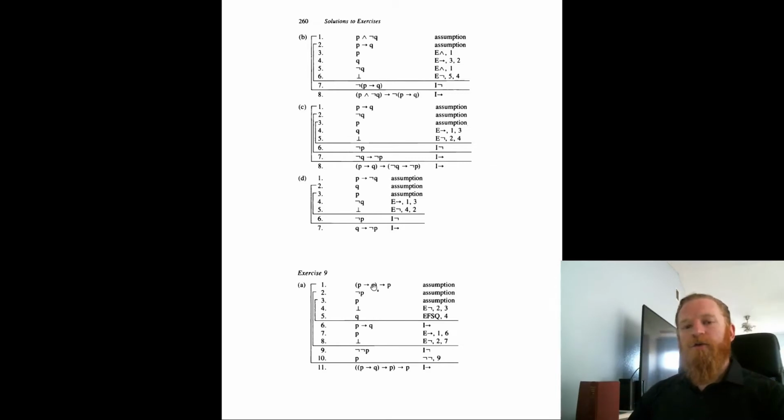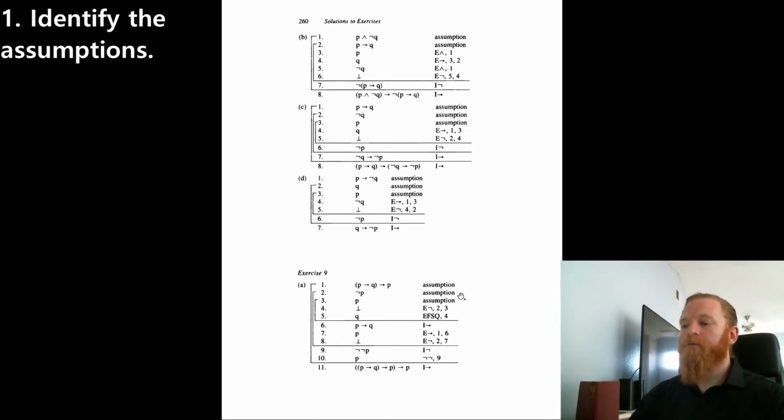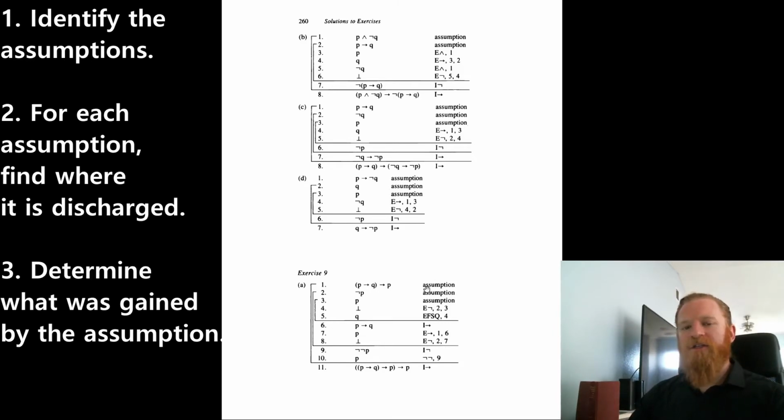The first thing to do when trying to reverse engineer a proof is to look at all of the assumptions. So look over here and find the assumptions. For each assumption, try to figure out why they assumed that particular thing. In order to discern the purpose of an assumption, go to the line where that assumption is discharged and see what they get out of the assumption.